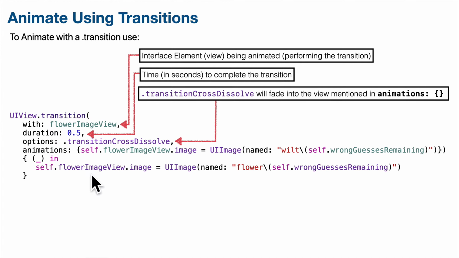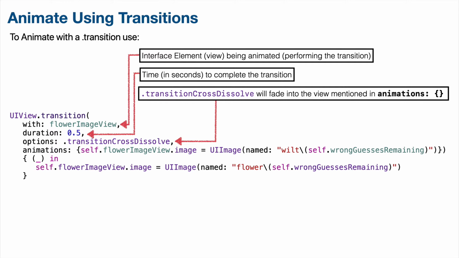Now for options, we're going to use the option .transitionCrossDissolve. Now there are a bunch of pre-designed transition types, lots of other different options too. You'll see a bunch of other options pop up in code completion. And I also encourage you to experiment with some of these on your own. There's a lot more to these options than we're covering here, but transitionCrossDissolve will do a simple fade. That's exactly what we want in this app.